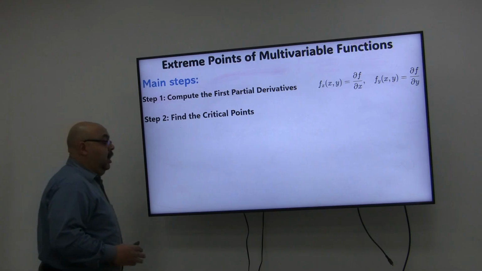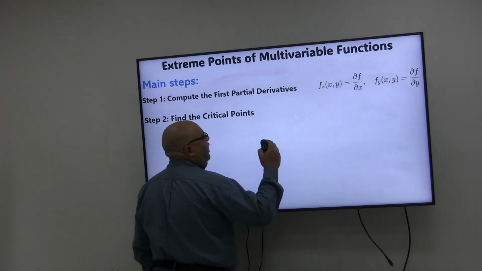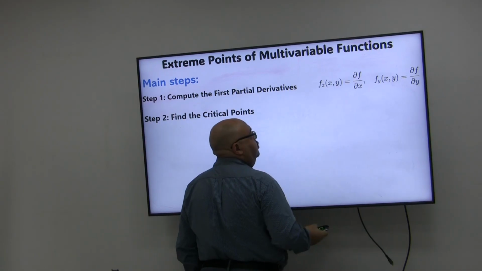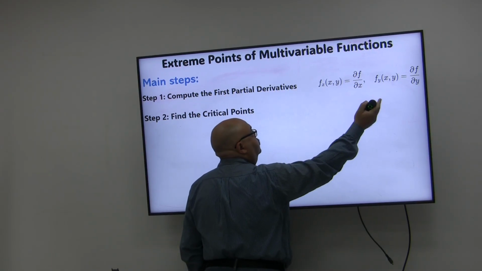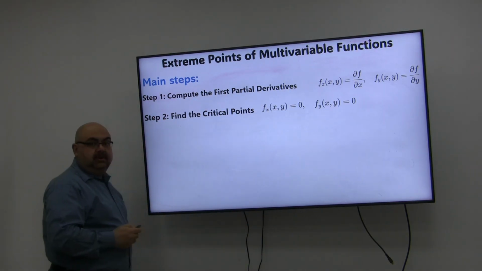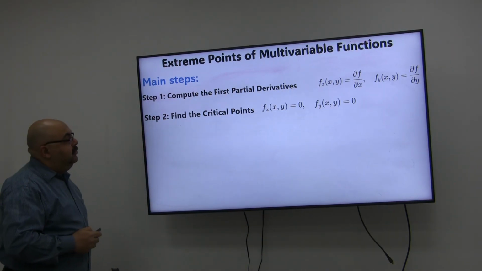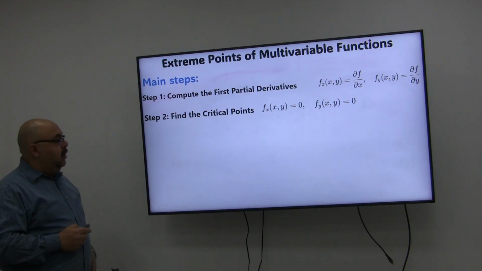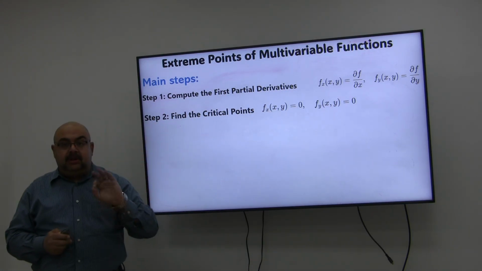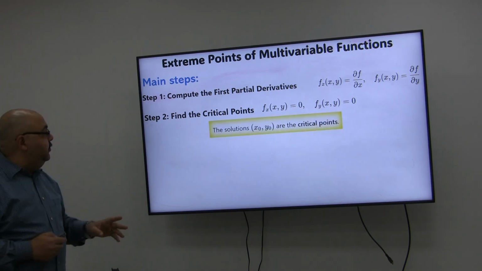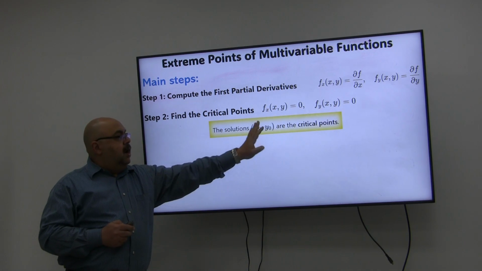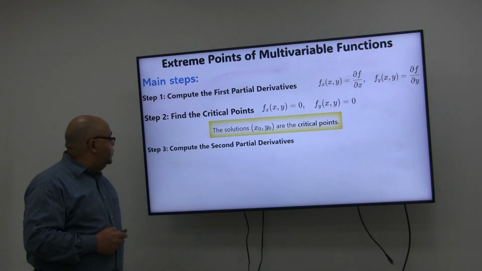So I will put the first partial derivatives equal to 0, partial f partial x equal to 0, partial f partial y equal to 0. I will put them equal to zero, as you can see. I will try to solve these two equations together in order to get the components of the critical point. So the solution will be x naught, y naught, the critical point, as you can see.